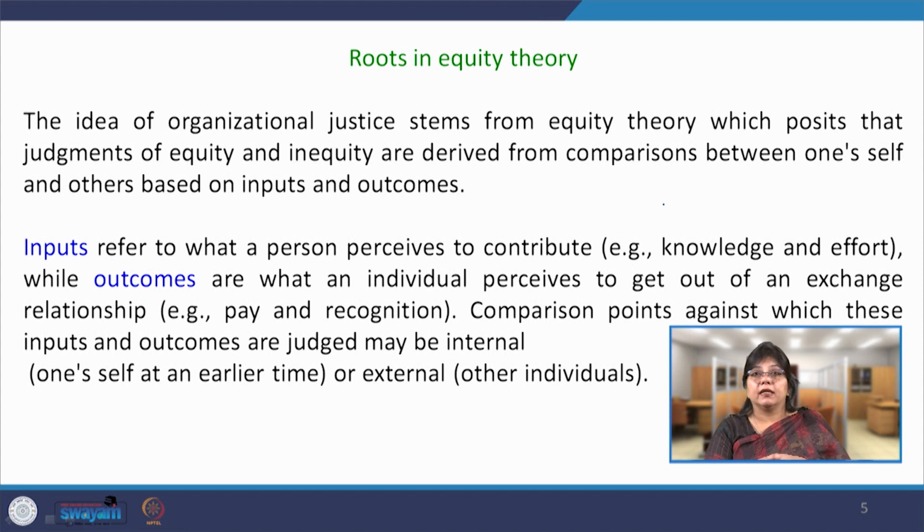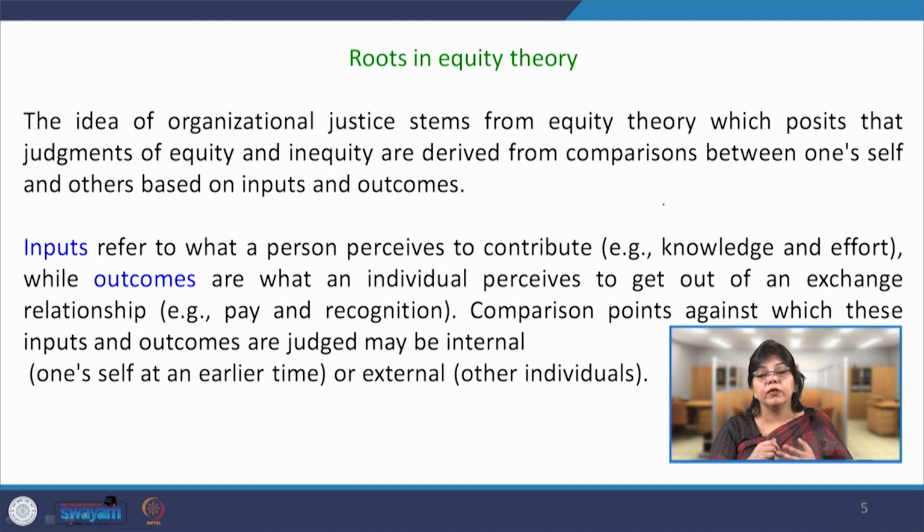Therefore, we can say that the comparison points against which these inputs and outcomes are judged may be internal, that is to oneself, or external, that is to other individuals. If we are satisfied with the exchange relationship, that input and outcome are in proportion to each other, then it gives satisfaction to us. If we compare the input and outcome with the other person, then definitely it can lead to some kind of dissatisfaction or perception of unfairness.